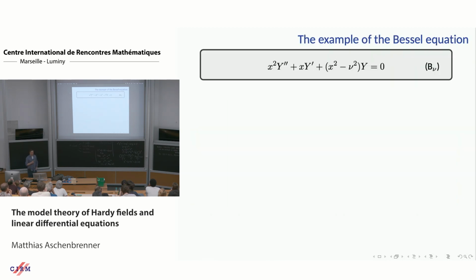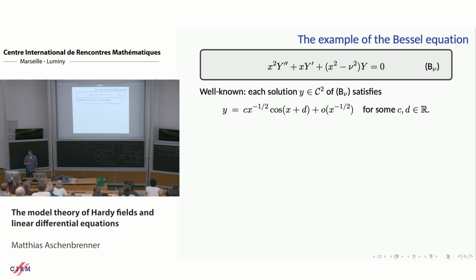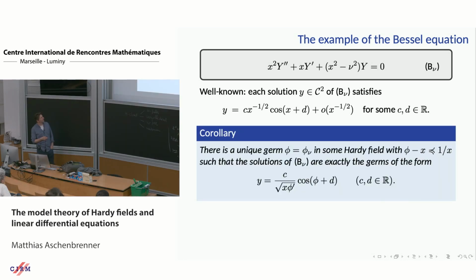And one famous example is the Bessel equation. So we picked this just, I don't know, because it's the first one that came to mind, and we analyzed this a little bit and saw what our methods gave us in this case. Right, so this is the Bessel equation. So it's well known that it's oscillating for any value of this parameter nu. And in this case, we can actually strengthen our theorem. So there is a unique term in some Hardy field, which is close to X, such that you can parameterize the solutions in this form. Okay, this is really just a special case of the previous theorem, except for this uniqueness of this term.